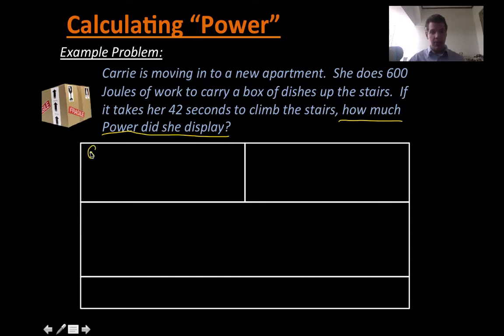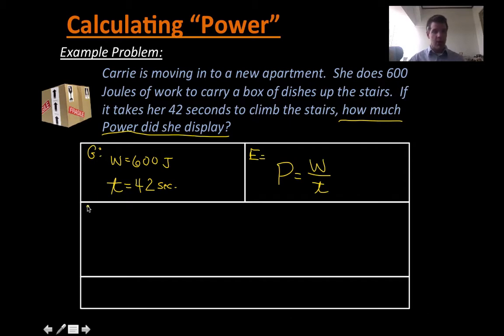In this box, we're going to write our givens. We're given that she does 600 joules of work. So work equals 600 joules. And it takes her a time of 42 seconds to do that work. Remember, we're trying to calculate power, so our equation is going to be power equals work divided by time.